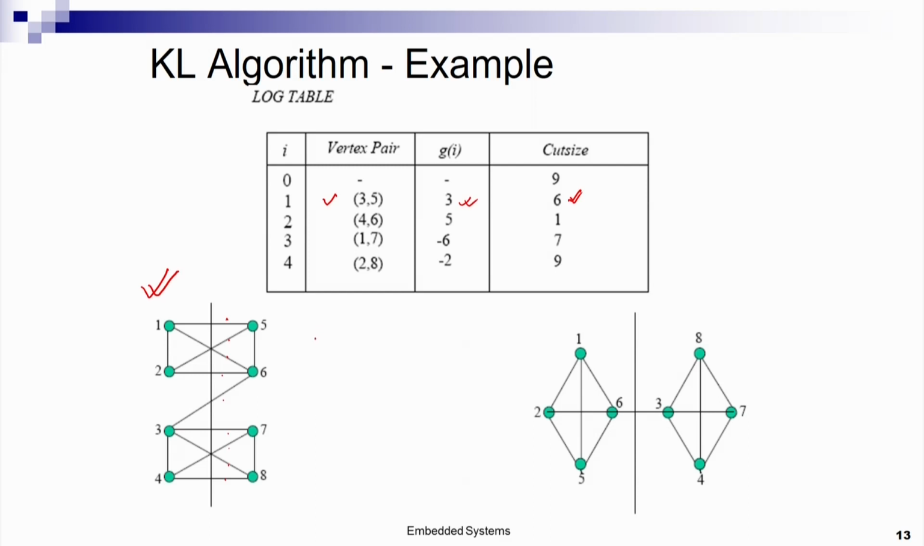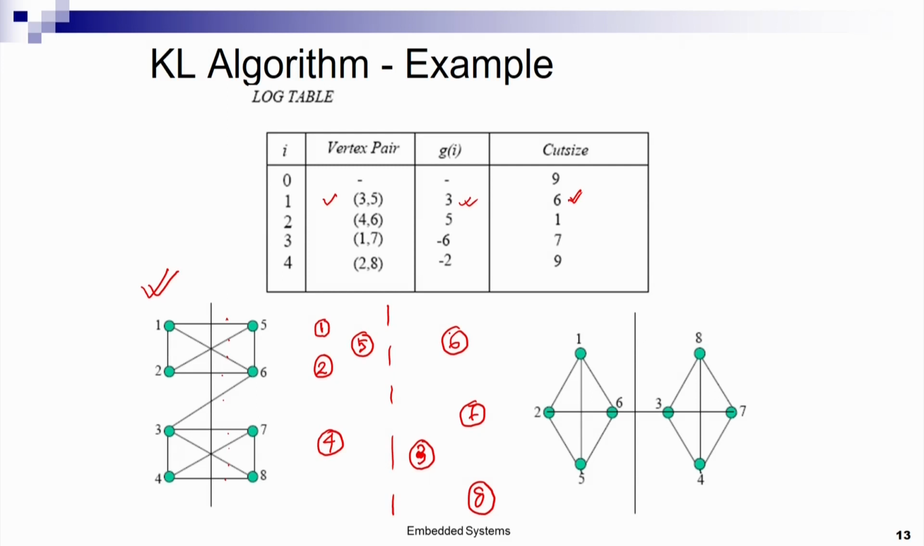So, after this exchange of 3, 5, what we will have is 1, 2 and 5 will go to this side of the partition. Let us say this is the partition that we have, and 3 will go to this side of the partition. This is, let us say, 3, we have 7 here and we have 8 here. And we also have a 4 here and we also have a 6 here.